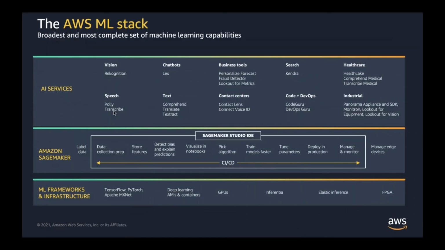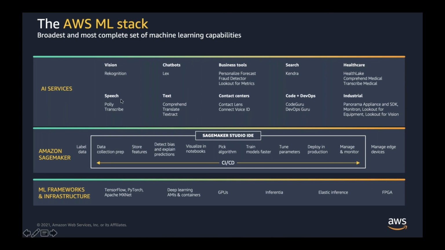So the next topic, as we discussed, is how do you infuse intelligence into RPA? Before we get into the integration capabilities between UiPath RPA and AWS AI services, I want to give you a very high level view of how the AWS ML stack looks.